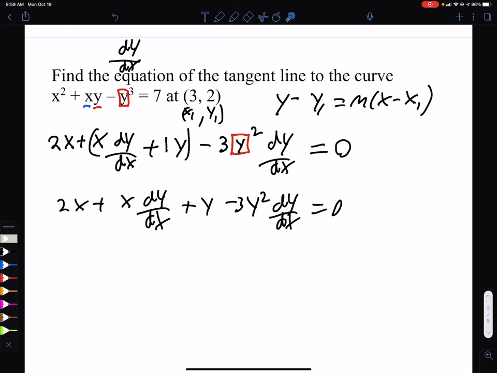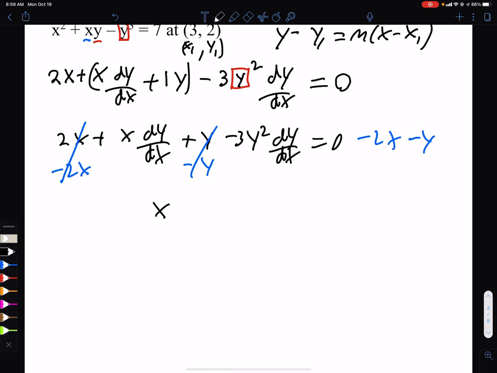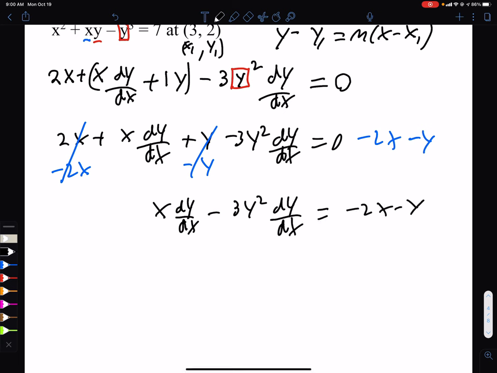Now, I want to isolate all my dy dx's, so I want to subtract the 2x from both sides, and I want to subtract the y from both sides because I only want dy dx's. So I now have x dy dx minus 3y squared dy dx. And this process is going to be very similar on a lot of these problems.